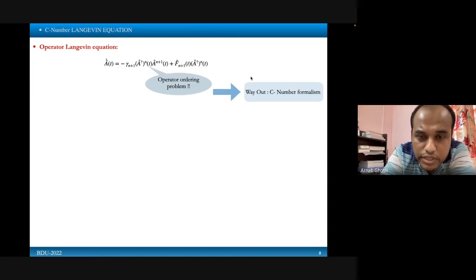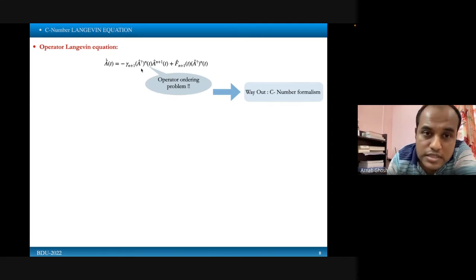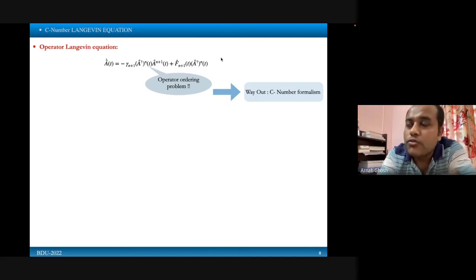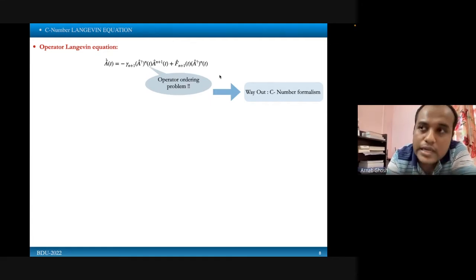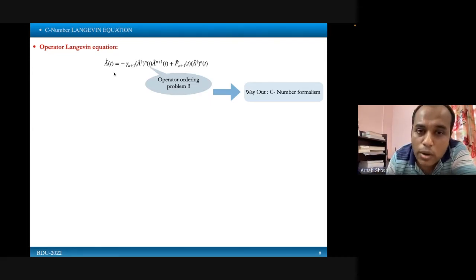And how to get rid of it? The standard method is to take an average. If we can take this average with respect to these system operators, then we can get an average dynamics, and thereby we can get rid of this operator nature, because this operator Langevin equation as it stands is very difficult to implement for numerical simulations because of its pure operator character. So you want to get an equation which looks exactly like a classical Langevin equation. In order to obtain that, one needs to take an average with respect to some state.